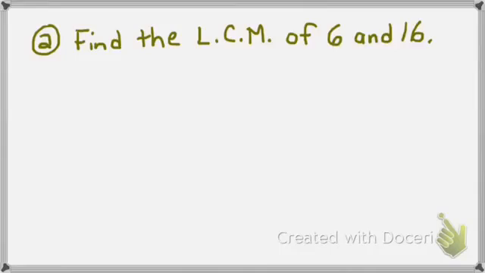Example number 2 says find the LCM of 6 and 16. I see the 3-letter acronym. I'm going to look at the last letter to make sure I know which one I'm doing. And that's the M, which are my multiples. It shows the 2 lines facing down.